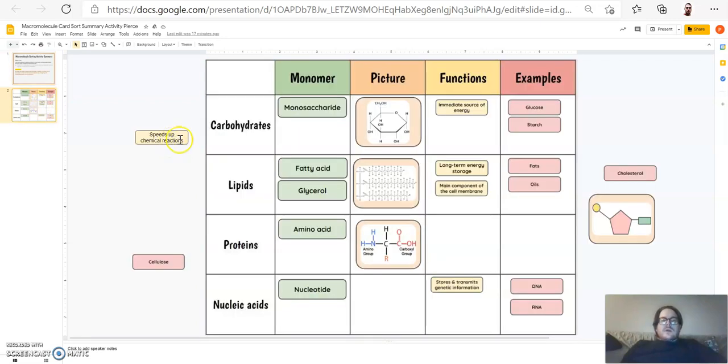And we talked about it a little bit, and that is going to be what we talk about in our next unit. So next week we're going to get into enzymes a lot more. But yeah, enzymes, that's what this is referring to, what this function is talking about, speeding up chemical reactions. And indeed, enzymes are proteins. So good job.